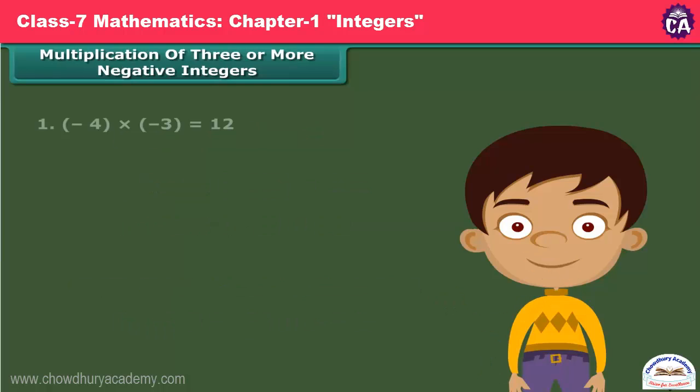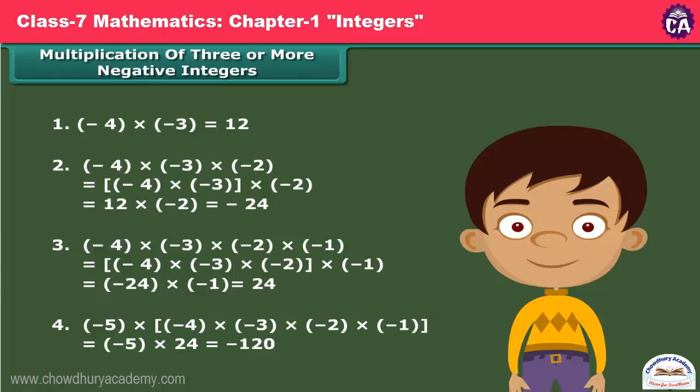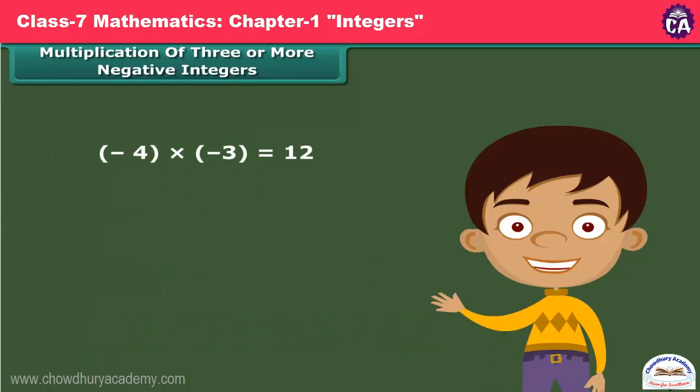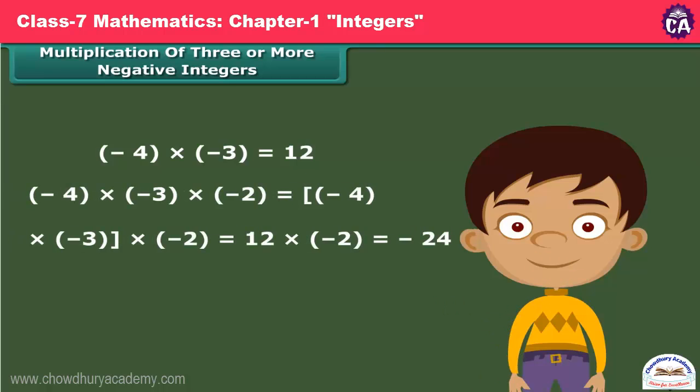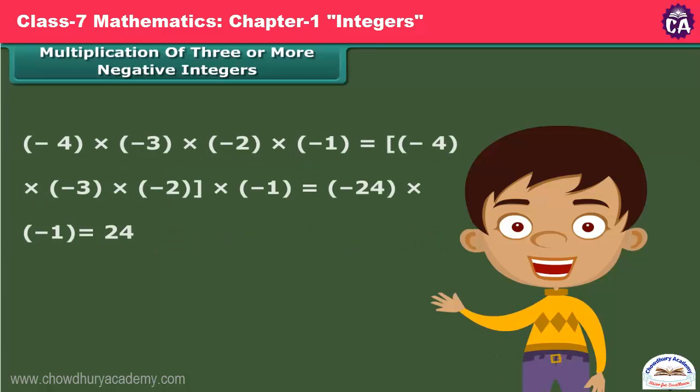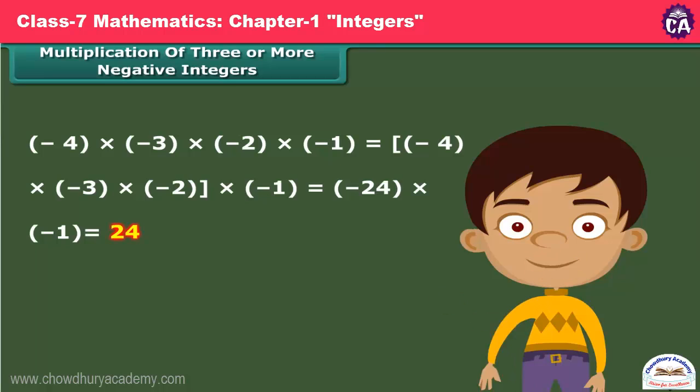In general, for any two positive integers a and b, -a into -b is equal to a into b. Look at these examples. In the first example, two negative integers are multiplied. In the second example, three negative integers are multiplied. In the third example, four negative integers are multiplied. And in the fourth example, 5 negative integers are multiplied. From these products, we observe that the product of two negative integers is a positive integer. The product of three negative integers is a negative integer. The product of four negative integers is a positive integer.